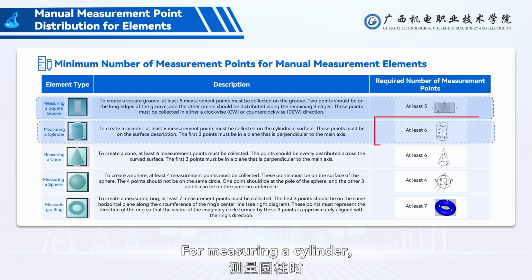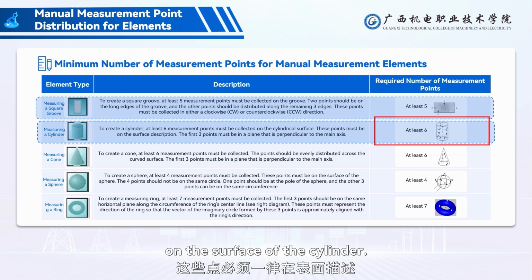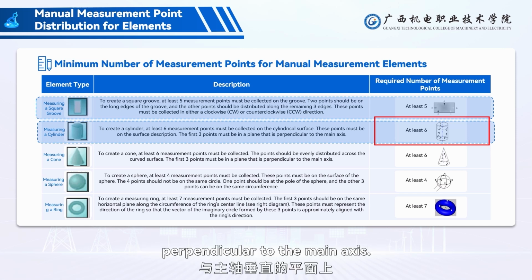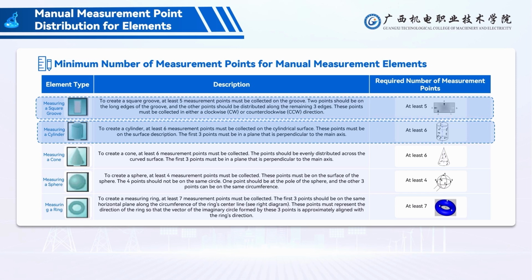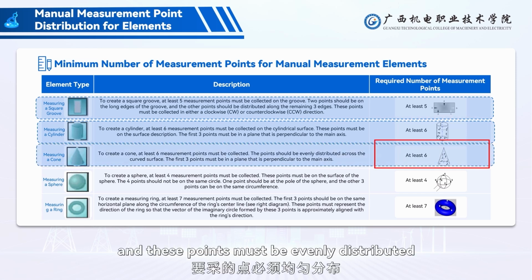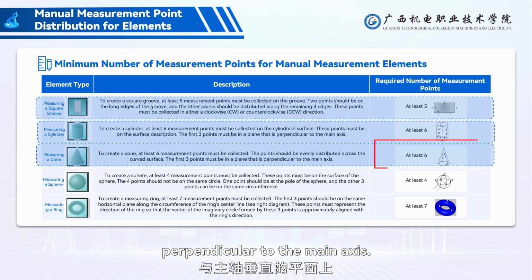For measuring a cylinder, at least 6 points must be collected on the surface of the cylinder. The first 3 points must lie in a plane perpendicular to the main axis. For measuring a cone, at least 6 points are required, and these points must be evenly distributed on the surface of the cone. The first 3 points must lie in a plane perpendicular to the main axis.